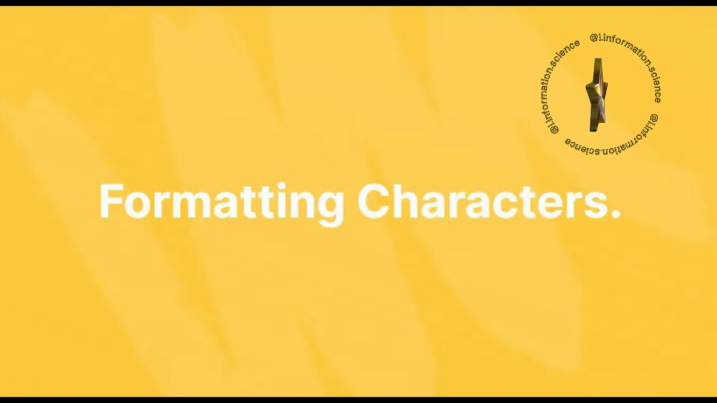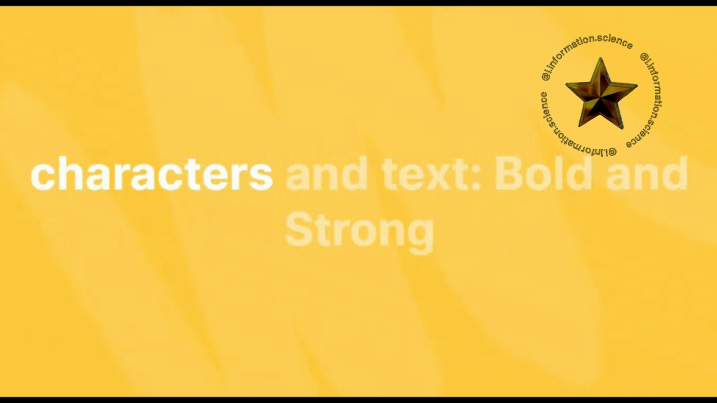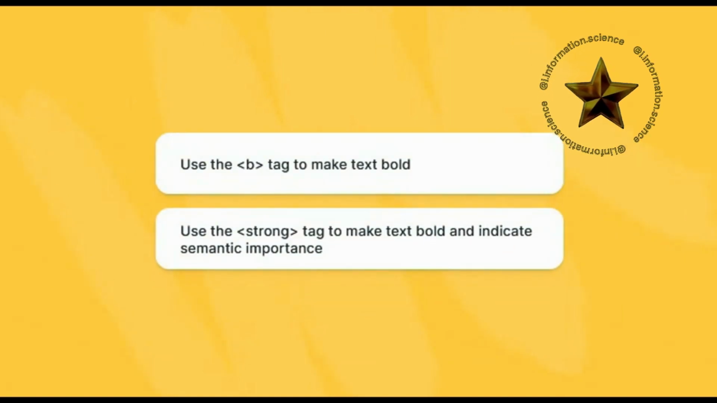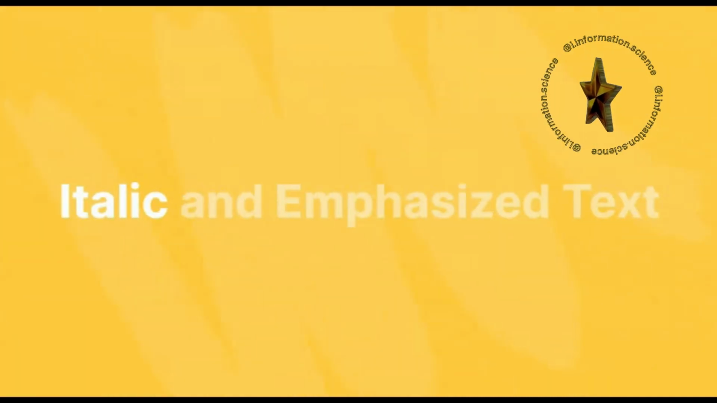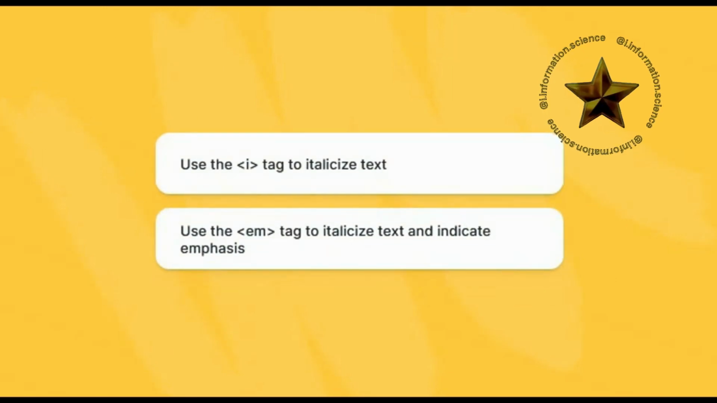Characters. HTML provides several tags for formatting characters and text. Bold and strong text: use the B tag to make text bold. Use the strong tag to make text bold and indicate semantic importance. Italic and emphasized text: use the I tag to italicize text. Use the EM tag to italicize text and indicate emphasis.